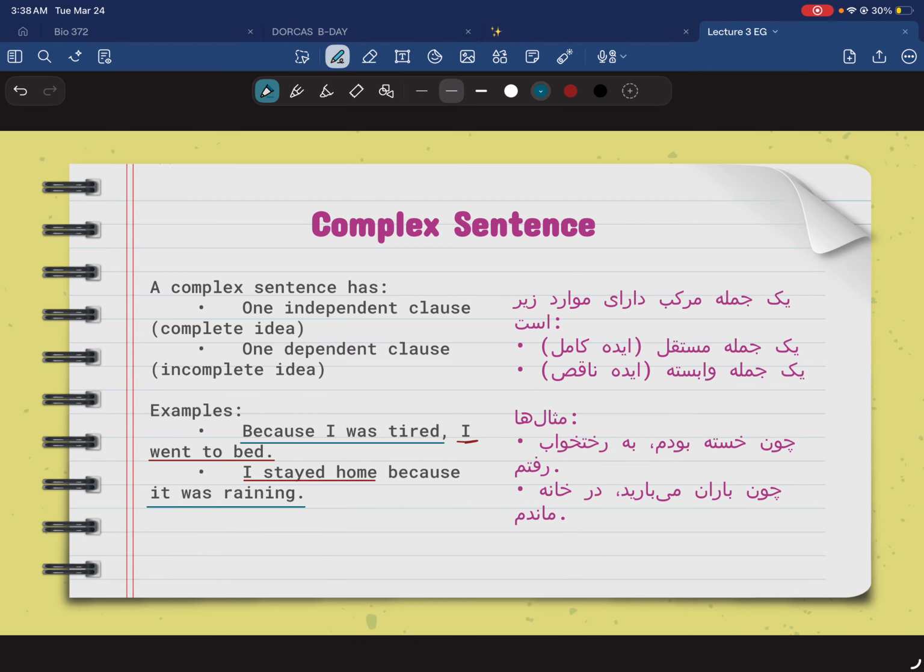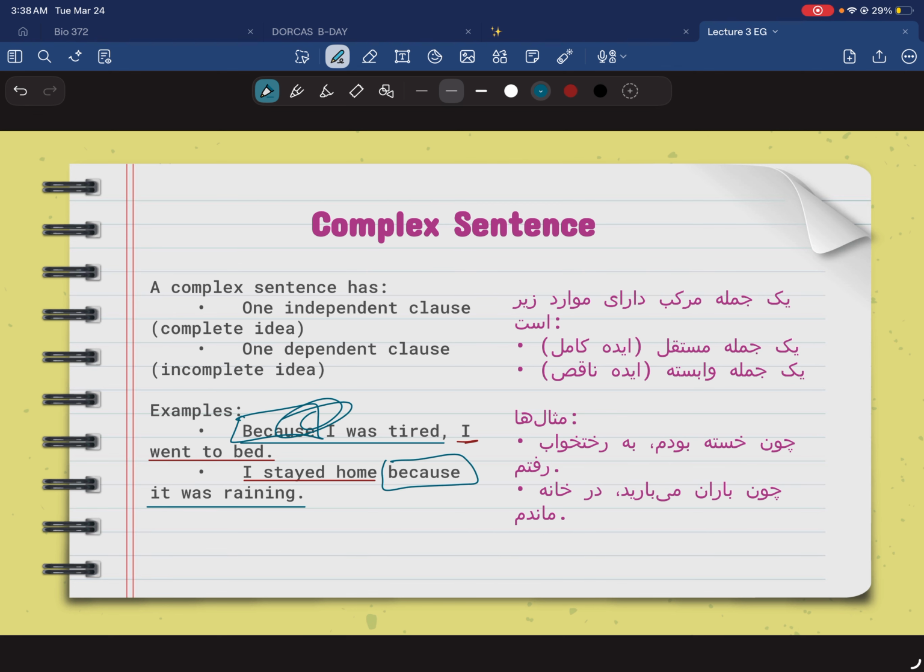The next thing is going to be, I stayed home because it was raining. So I stayed home is going to be the complete idea over here. Because it was raining is going to be the dependent clause. And usually you can see the incomplete idea. You can kind of tell it's a complex sentence when you see because.